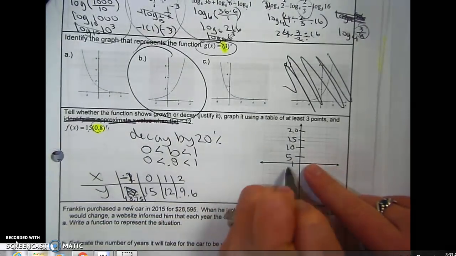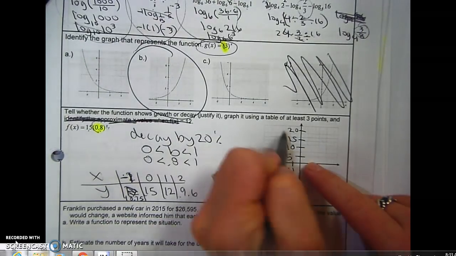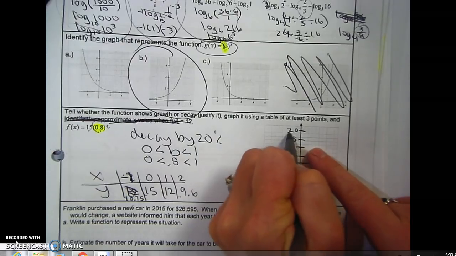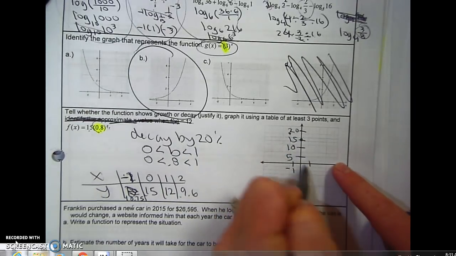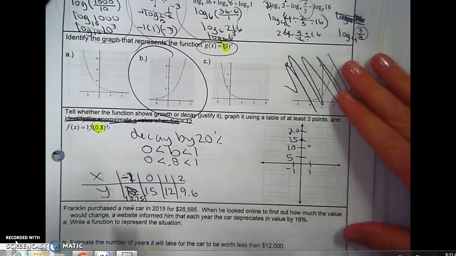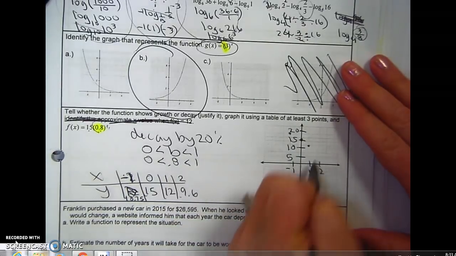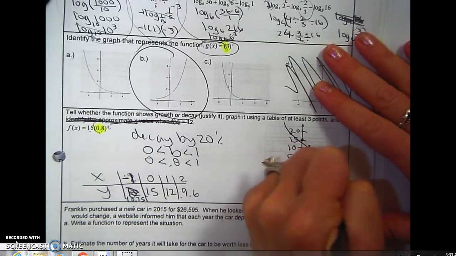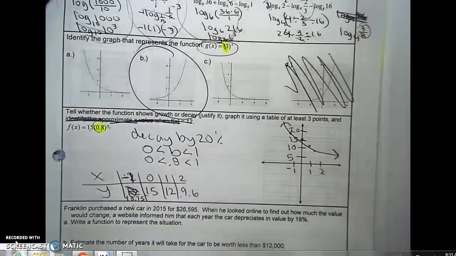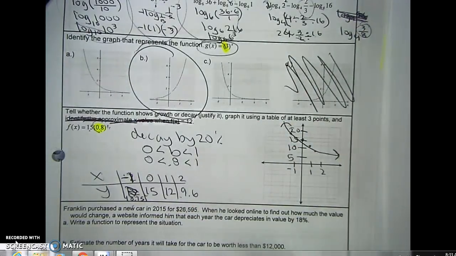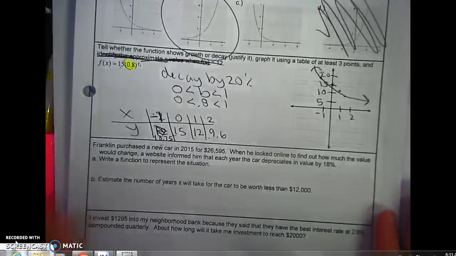So -1, 18, 0, 15, 1, 12, 2, 9.6. So I can see it's decaying. I'm faking that a little bit, but I can do the general shape. Okay. Let's go to the next one.